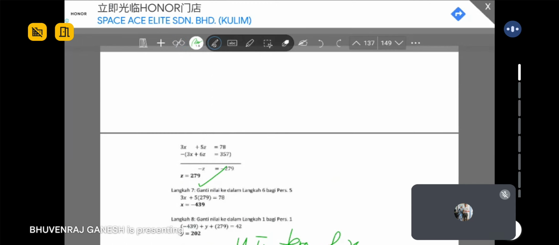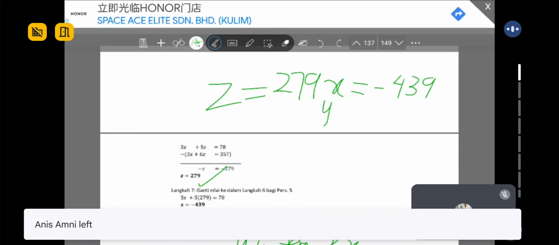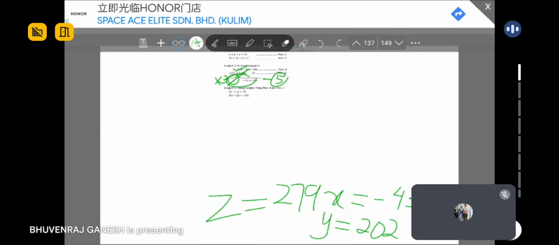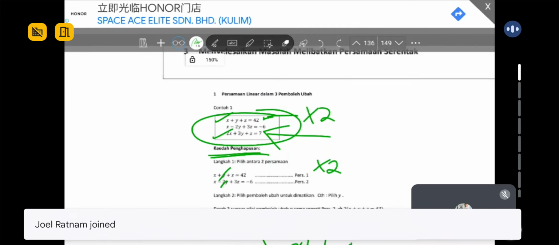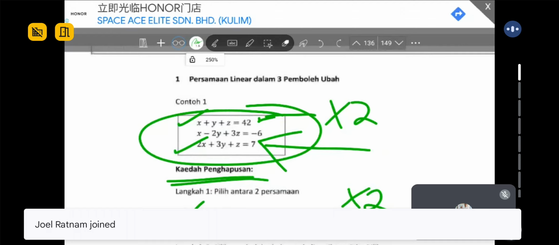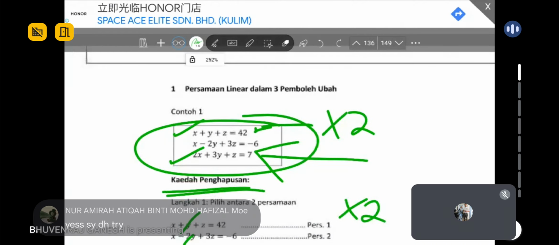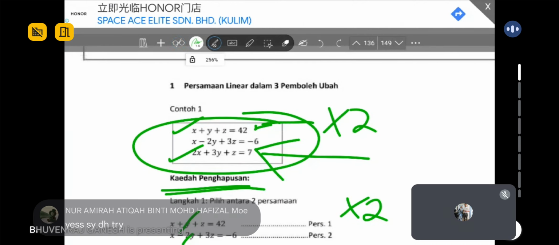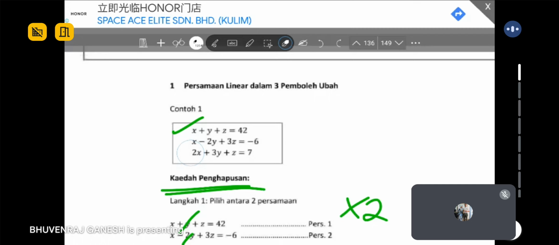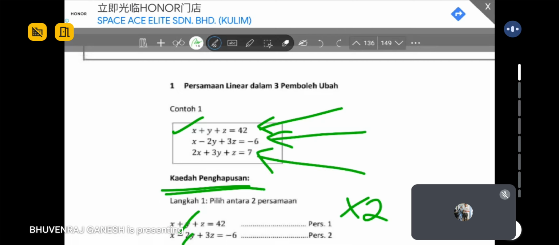Okay, so you have Z is 279, X is negative 439, and Y is 202. Am I right? Kamu ada tiga nilai ni. So guys, all these three value, I can substitute in my original equation over here. Am I right? Saya boleh ganti setiap satu nilai dalam ni. Okay, so kalau dia sama, if it's equal, maksudnya jawapan kamu betul lah. Kamu kena ganti dalam ketiga-tiga persamaan tau guys. You must substitute in all the three equation to check.